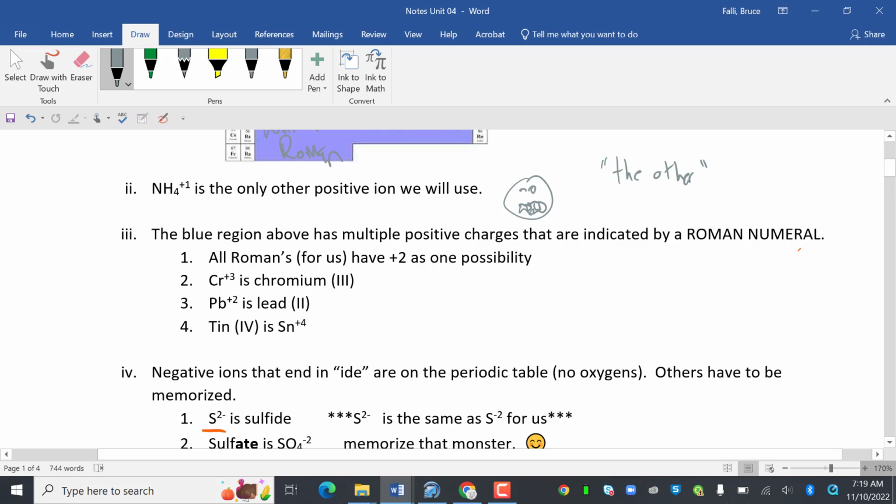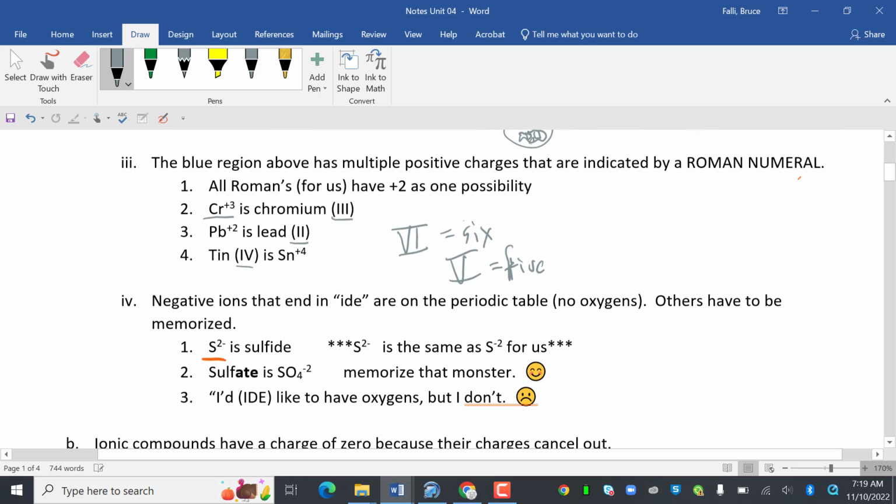If I'm looking at chromium +3, I identify that as chromium Roman numeral 3. Lead +2 is lead Roman numeral 2. Tin +4 is Sn Roman numeral 4. The only ones that are tricky are 6 and 5. In case you haven't had to do Roman numerals before, I just misspelled 5.